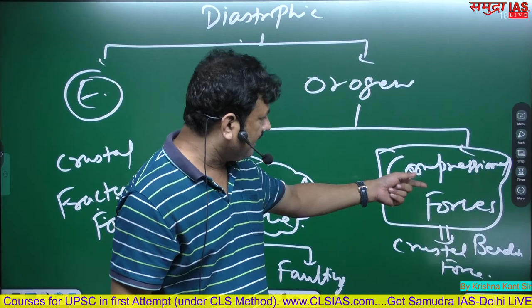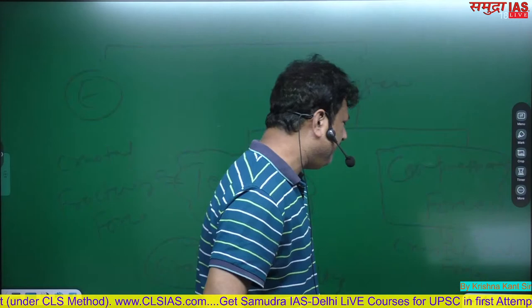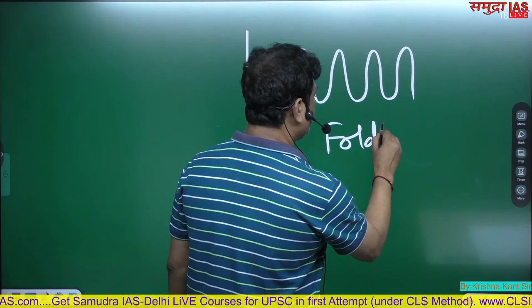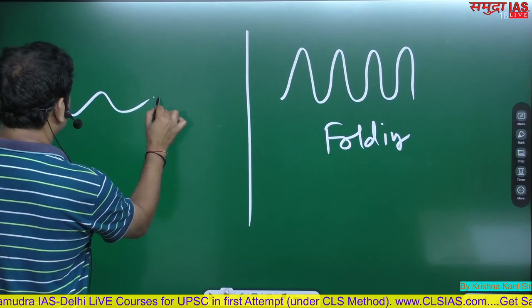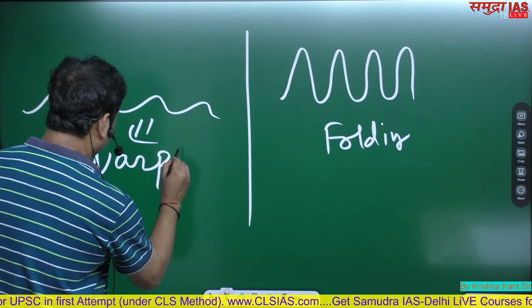Compressional force is also called crustal bending force. And crustal bending can take place in two ways. Either like this, which is called folding. And this one is in a large scale, large area, but less height. This is called warping.